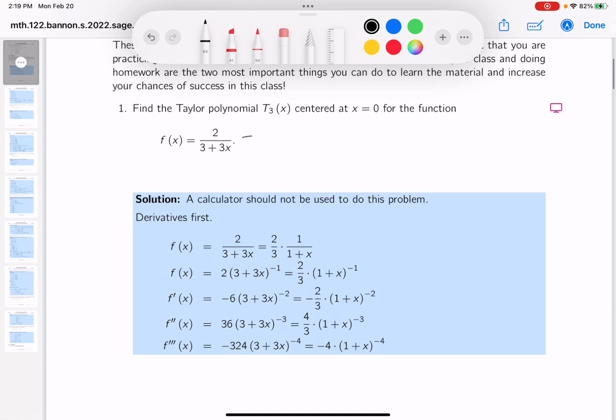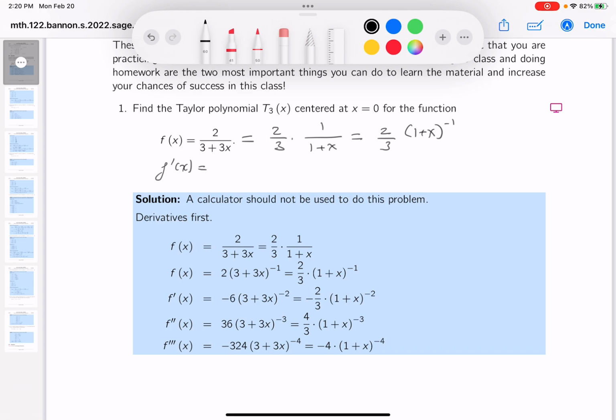Okay, the first thing I'd recommend is just simplify this function, and that's 2. I'm going to factor 2 out from the top, 3 out from the bottom, and I would get 1 over 1 plus x. I'm going to further simplify because I'm going to take derivatives: 1 plus x to the minus 1.